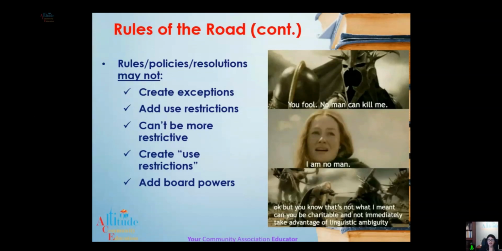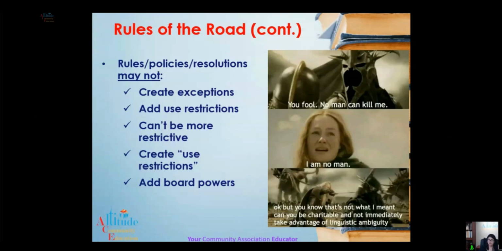That's hilarious. And the last thing is we can't add board powers. So the board can't give itself the right to, for example, go inside units to inspect them for violations. If your covenants don't speak to that, you as a board do not get to give yourself a power to do something you're not authorized to do through a rule. Okay, so these are all the may nots for rules.